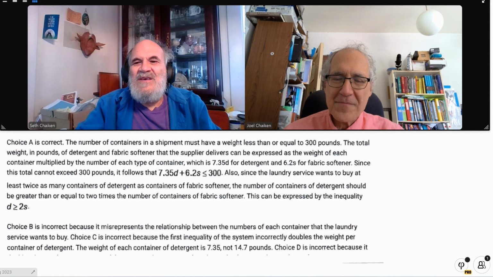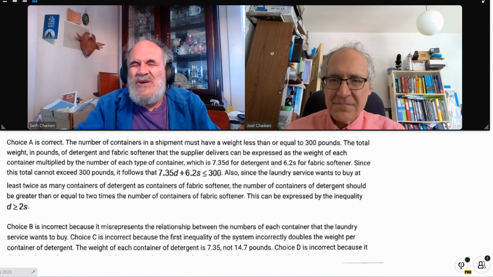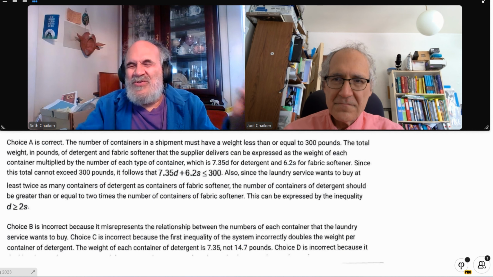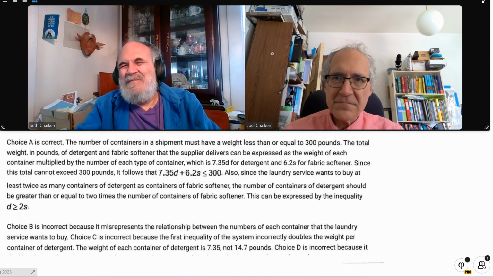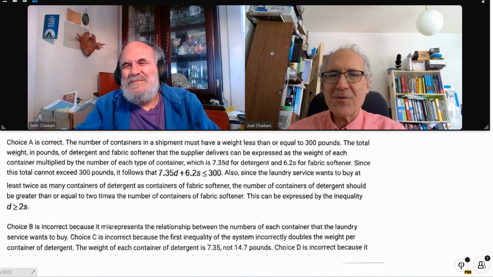Yeah. And each customer uses a certain amount of detergent, and then they would estimate the average number of containers of detergent, and then they would guess, of all the customers who use detergent, how many use fabric softener? Well, maybe about half. Right? Yeah. That would be the natural way.